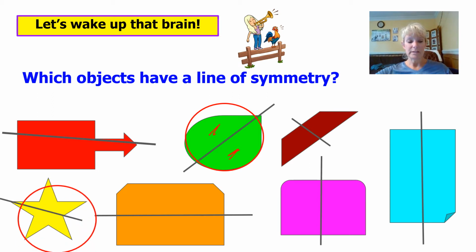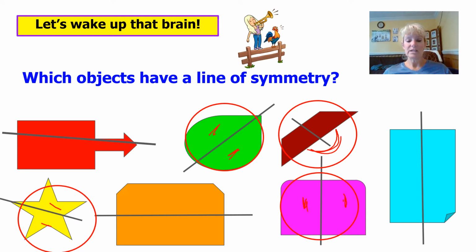What about this one? Did you get this one? If we folded this directly in half, the star right there would have symmetry. Did you get our trapezoid? All right. If we divided our trapezoid into two parts, we would have symmetry. Both sides would be equal. And right down here, this is our last one. These also have symmetry as well.